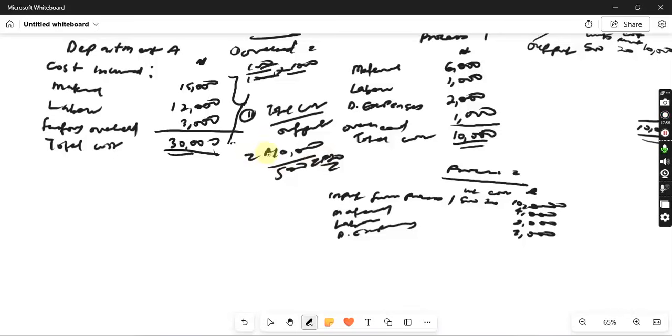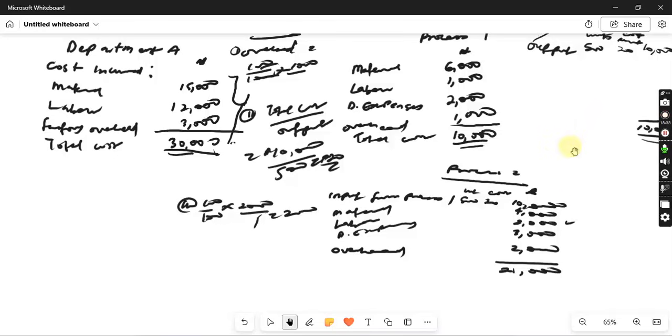We should not forget that we also have overhead. From the question, overhead is 100% of direct labor. This is working number 3: 100% of the direct labor of 2,000, which should give us 2,000.